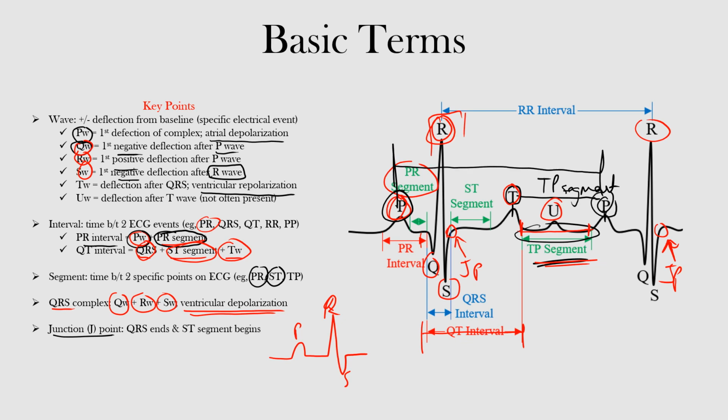Then we talked about some segments. We had the PR segment, that's part of the PR interval, okay, from the end of our P wave up until the beginning of our QRS complex. We have the ST segment that goes from the end of our QRS complex to the beginning of our T wave. Then we talked about the TP segment from the end of our T wave to the beginning of our P wave, and that is often used as the baseline to see if there's any elevation or depression along the complex. And then we talked about this J point here that comes at the end of our QRS complex and the beginning of the ST segment.